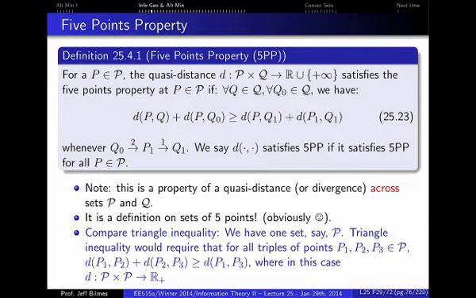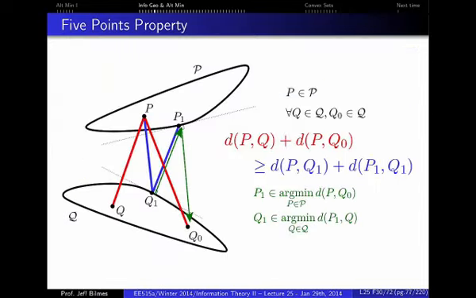And it's not the triangle inequality. The triangle inequality does not imply this. A triangle inequality would say something like, for P1, P2, and P3, we need to have this be true, which is not true in general. So it's not the same as the triangle inequality. But what I do have is a really nice picture that describes the 5 points property. The first thing we do is take a point P, pick a point Q, and pick a point Q naught. We start out with these yellow points and choose them arbitrarily.